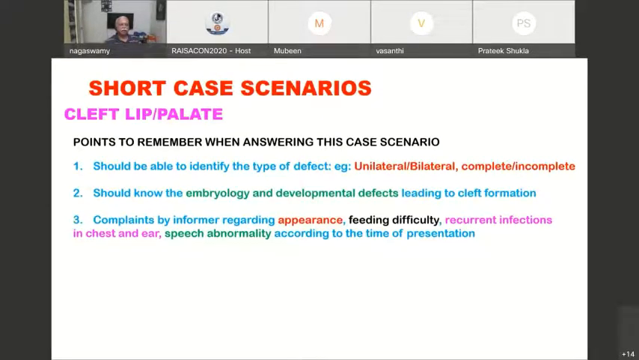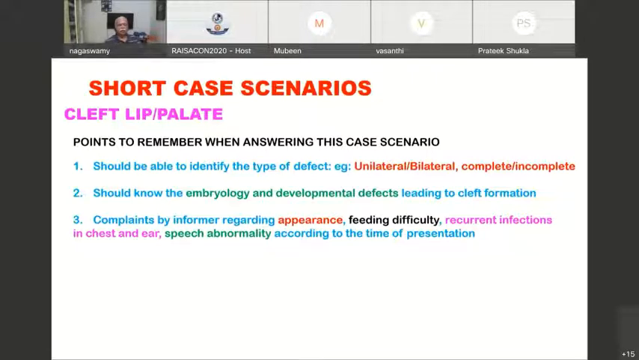And what are the complaints by the informer? Because you will be usually getting children less than 1 year for these surgeries, so you have to depend only on the parent, either the mother or grandmother, for all the complaints that they have been having. So the informer, you have to ask about the appearance, whether the defect was noticed right from the time of birth, whether it has been on the same size or increasing, what are the feeding difficulties they had, whether there are any recurrent infections both in the chest as well as in the ear. And if they come a little later, say at about 2 years or 3 years, they can have speech abnormality.